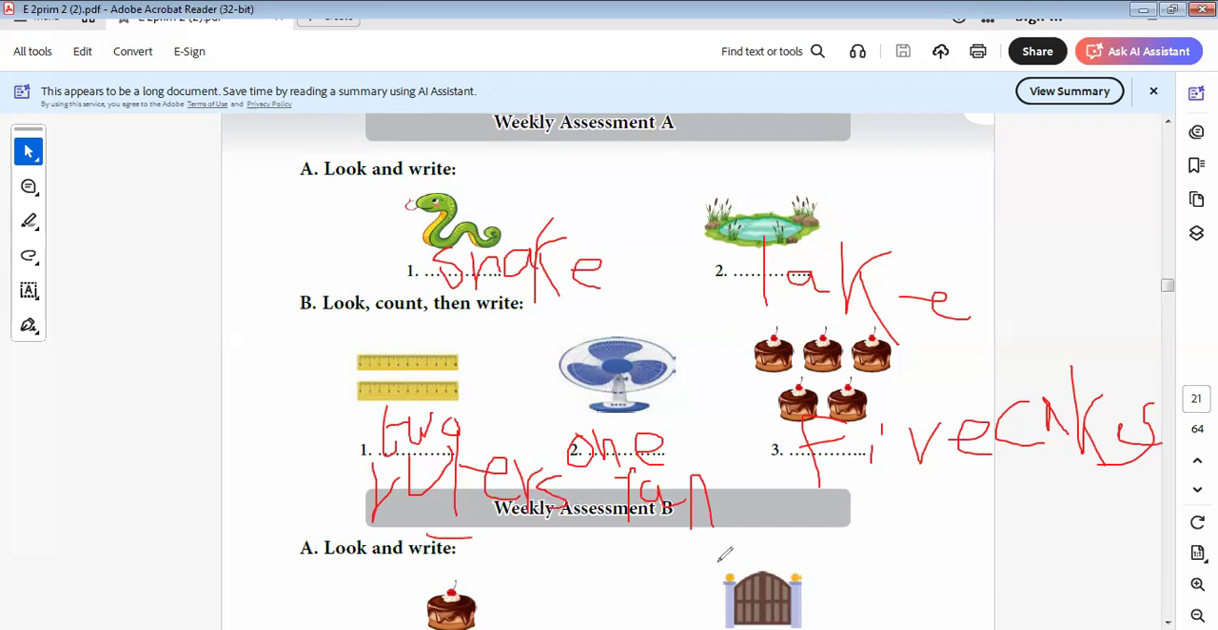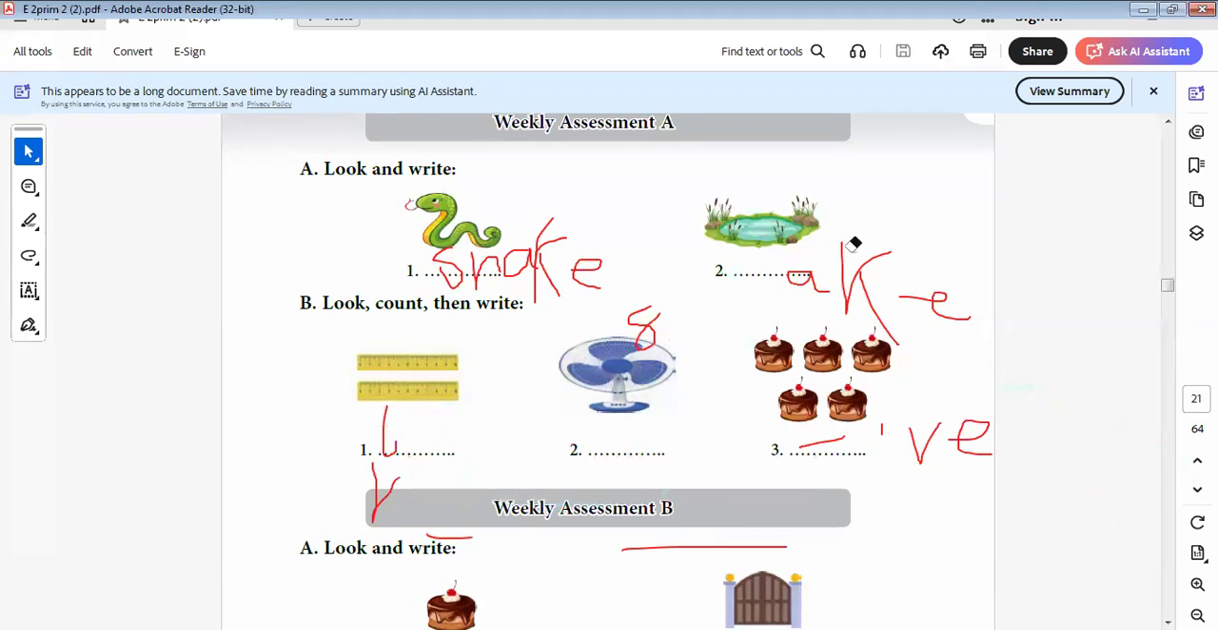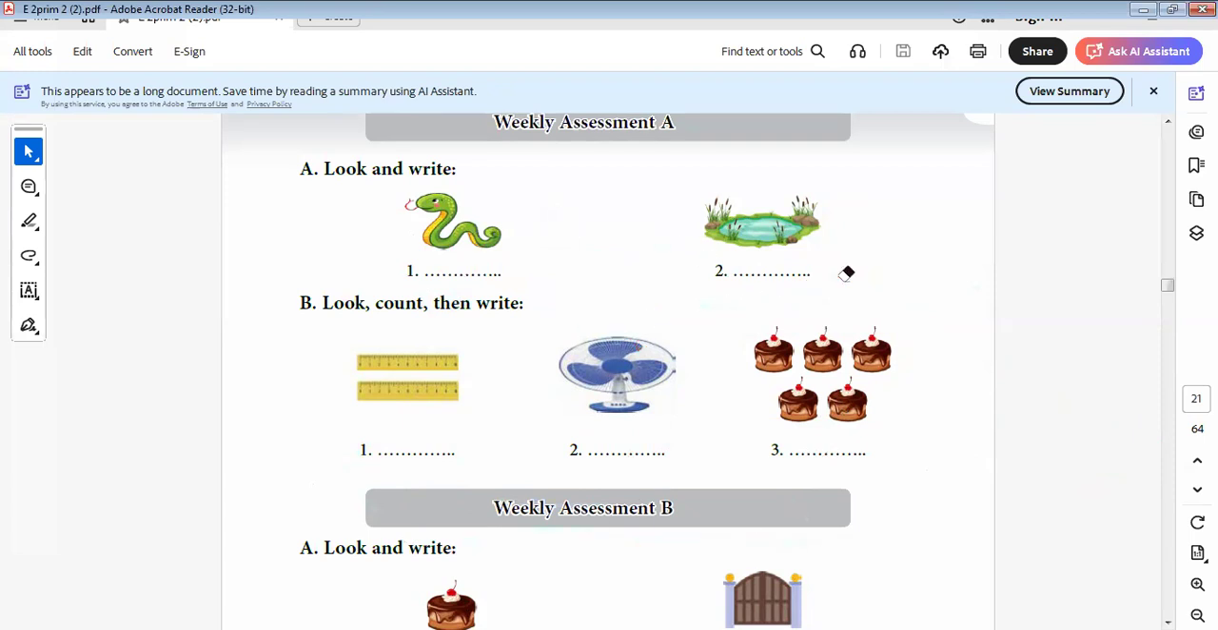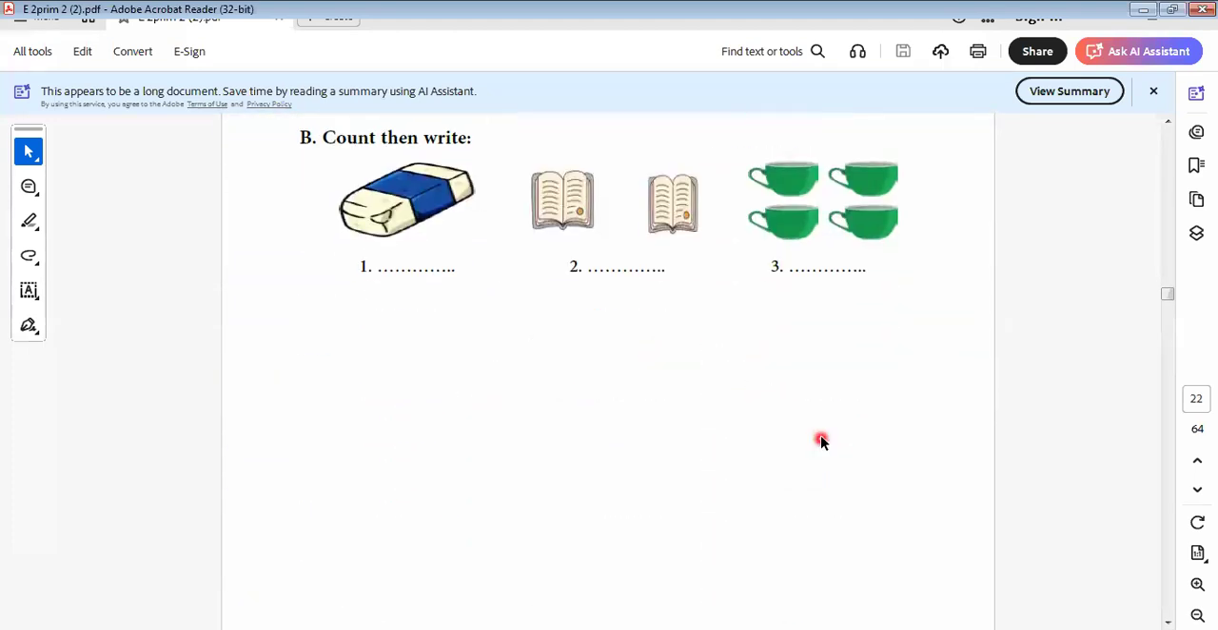Here is 1 fan. If we use 1, it means this thing is singular, not adding s to the noun. Okay, it will be here 1 fan. Here is 5 cakes. Okay, now we know how to do this by yourself. Let's go to another one. I will leave this to you to do by yourself. We know how to do it.